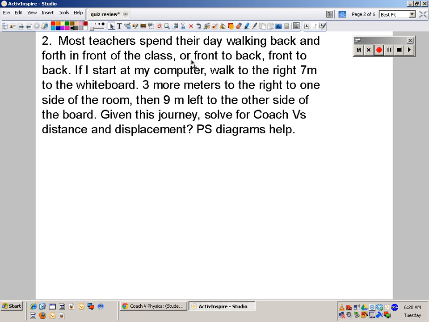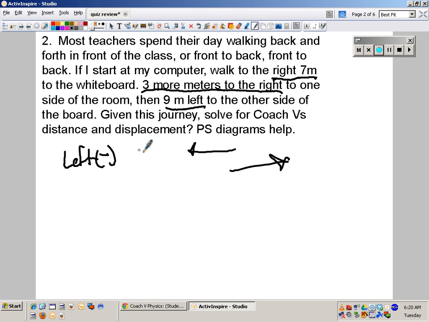Okay, so now what kind of motion do we have? We have 7 meters going to the right, 3 more meters to the right, 9 meters left. Is that it? So this is only left and right motion. It's good to make a list, we'll call left negative, and right positive. So on our list, let's list our motion.